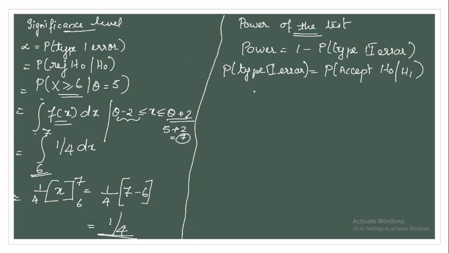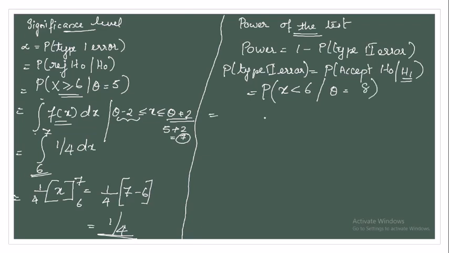How will you write that? Probability of rejecting H0 is what? X greater than or equal to 6. So what is the probability of accepting H0? Yes, x less than 6 given H1. What is H1? Just see the question, theta is equal to 8.